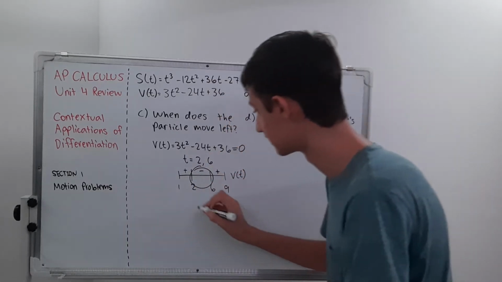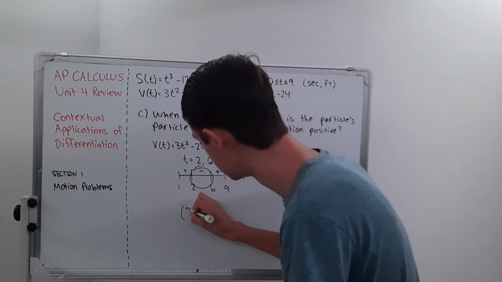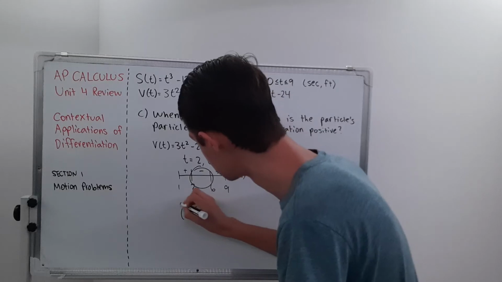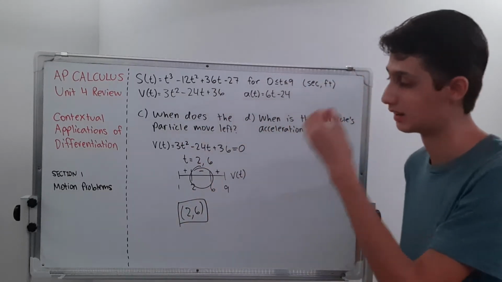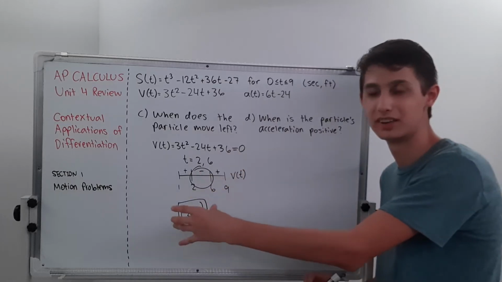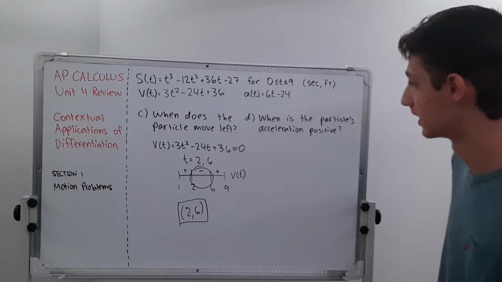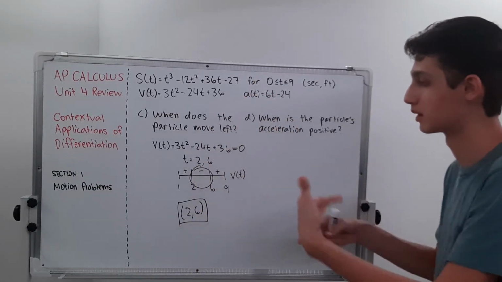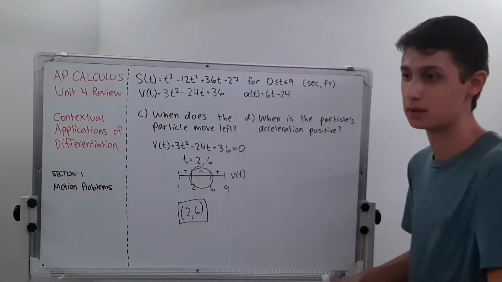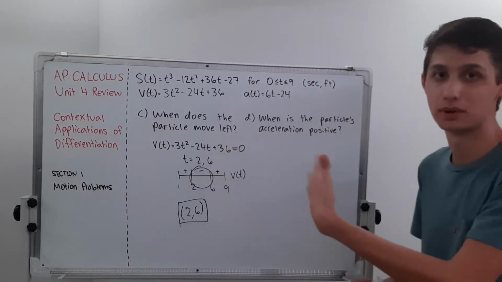So that means that our answer is, within parentheses, 2, 6. The reason why it's parentheses and not brackets is because you can't really move at one point. You can move over an interval, but you can't really move at one point. That just doesn't really make sense. So you use parentheses for that. And so that's it, basically. A lot of times with many problems in a row, you can just use the work you have for the previous problem, and you're good.